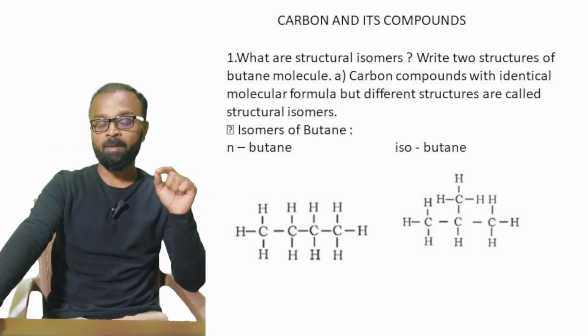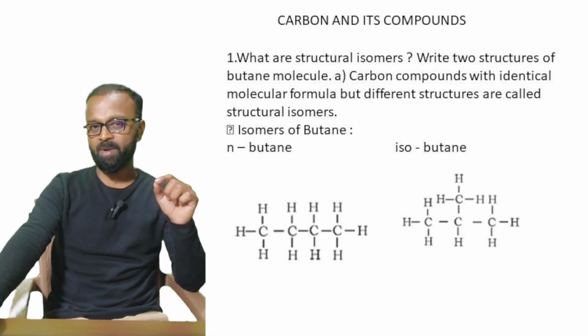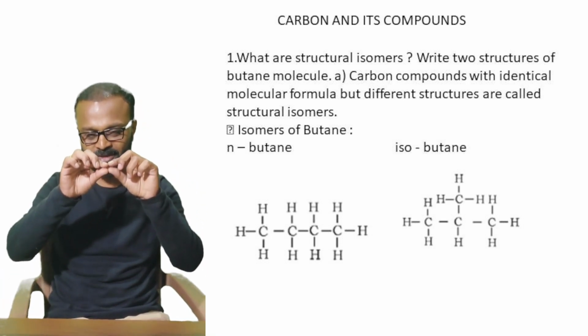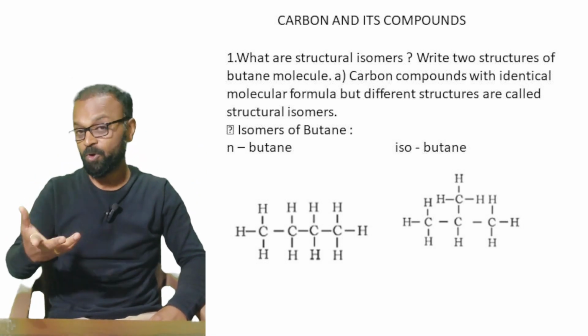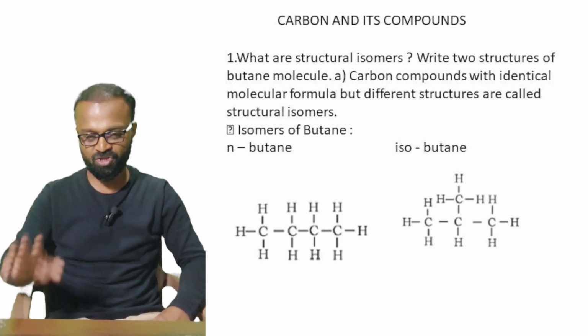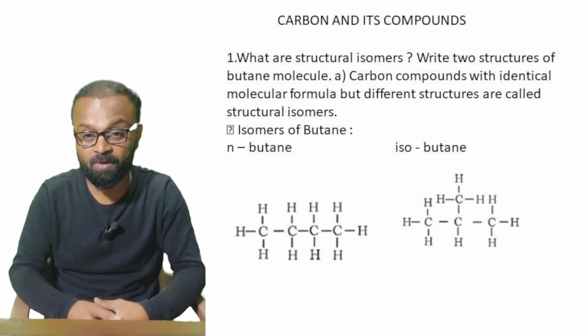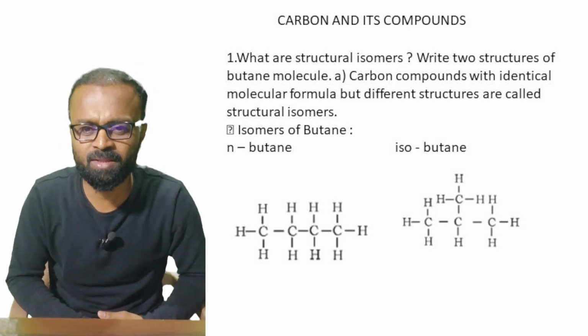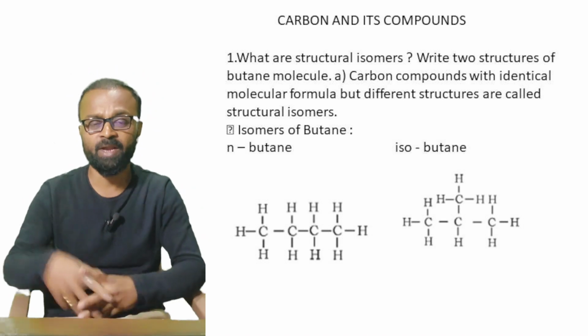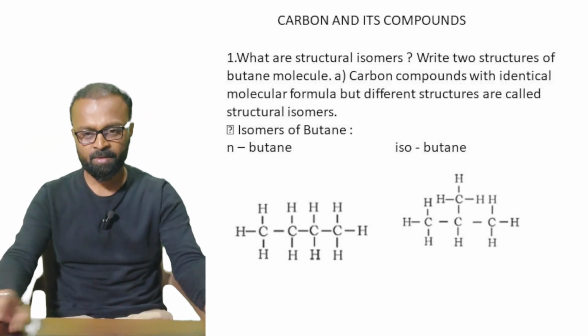Remember, if you mention n-butane, you should write that structure as a straight chain. If you are mentioning isobutane, you should write it as a branched chain. In case they ask you to write three structures of hexane and all, there is one more, that is the new one, which you should write in the cyclic form. Remember.